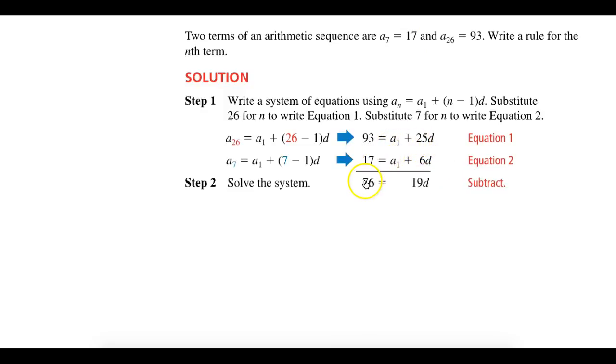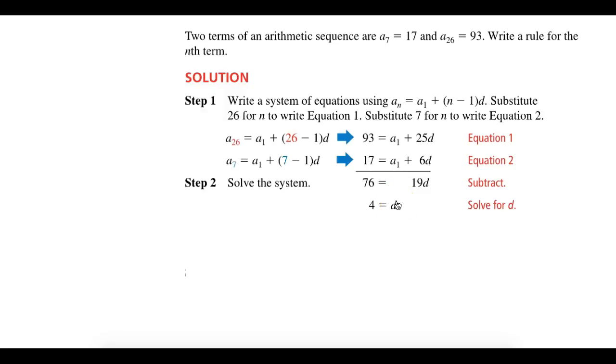We can go ahead and just subtract because we're using elimination. So 93 minus 17 is 76. 25d minus 6d is 19d. Now we've just got 76 equals 19d. Let's isolate d, and we get 4. 19 goes into 76 4 times. Now, we know that our common difference is 4.